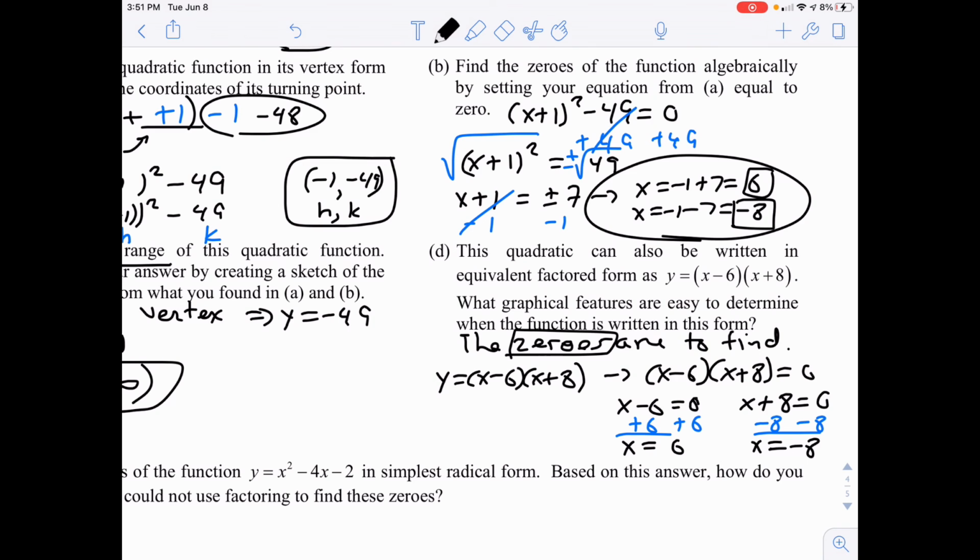So this is just a way of kind of reminding you, hey, if it's in factored form, it's very easy to find the zeros. We just simply use the zero product property, the ZPP, and set each factor equal to 0 and solve.